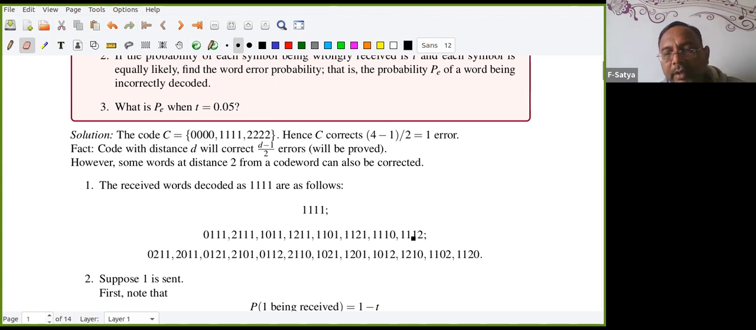So all these are fine. 2111, 1011, all these things, in all these words. These are not code words, these are words, and all these words are corrected to 1111.